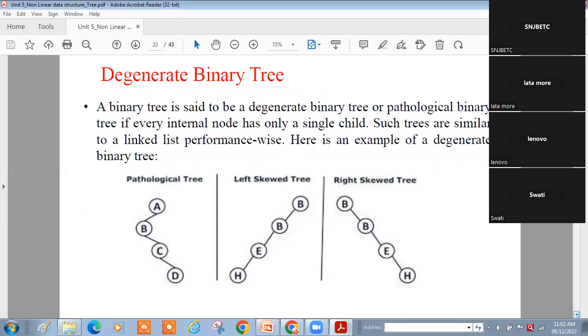Now the last one, that is the degenerate binary tree. In a degenerate binary tree, see what happened? This is a binary tree. Why? Because it has 0 or 1 node. So when only 0 or 1 child is allowed, then it can be called a degenerate binary tree.